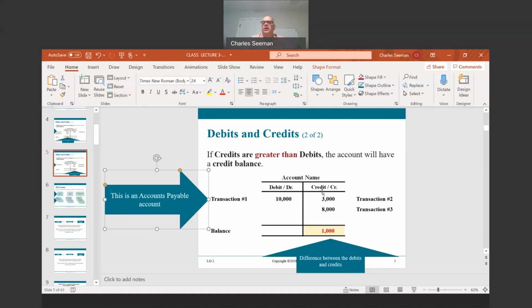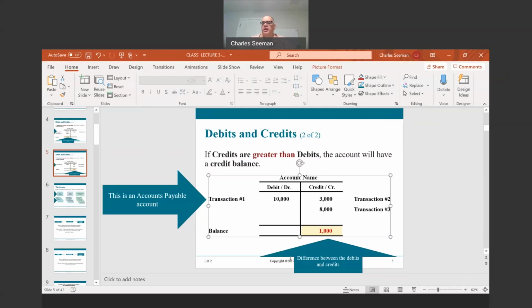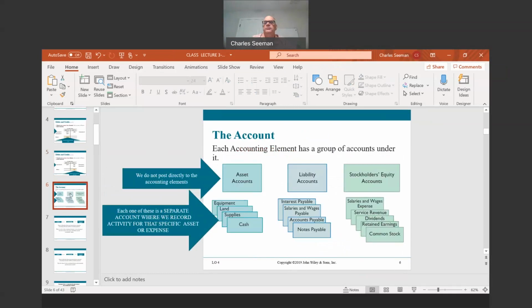The second transaction increased accounts payable because we credited it. And the third, we credited it. The total credits are 10,000. The difference makes up the account balance. We do not post directly to accounting elements. Each element has accounts underneath it that are specific to those elements.